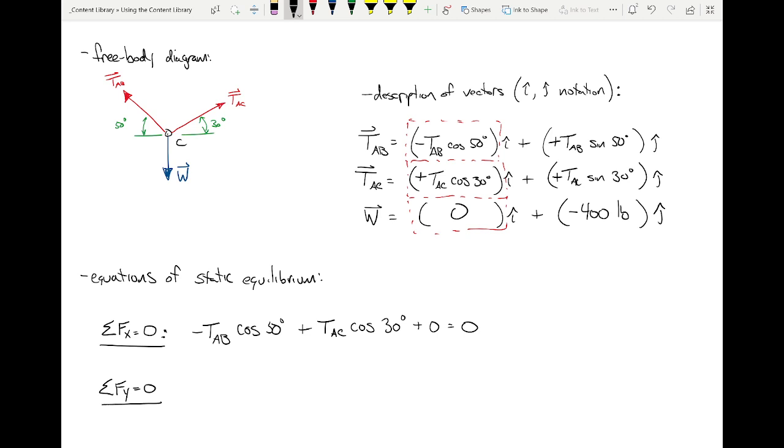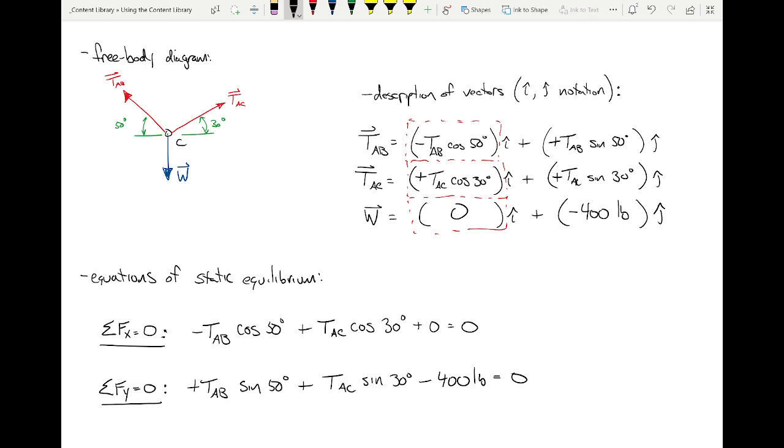What about in the y direction? Just sum up all the stuff on the other side. So what do we have? Plus TAB sine 50 degrees plus TAC sine 30 degrees minus 400 pounds is 0.